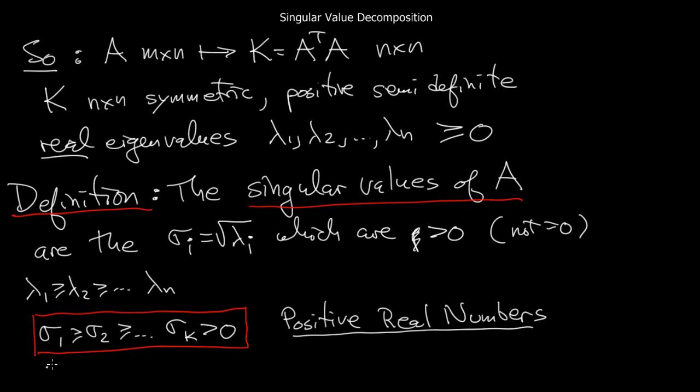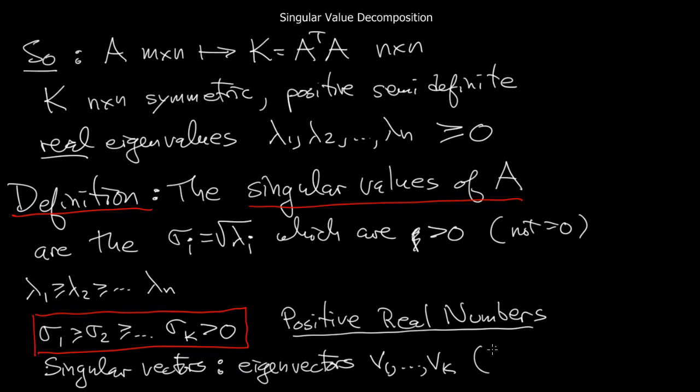Okay, so that's just the definition. It's the square roots of the positive eigenvalues of the matrix A transpose A. And the singular vectors are, by definition, the eigenvectors of this matrix K associated with these eigenvalues. And since K is symmetric, you can take them to be orthogonal or even orthonormal. That's not so important.